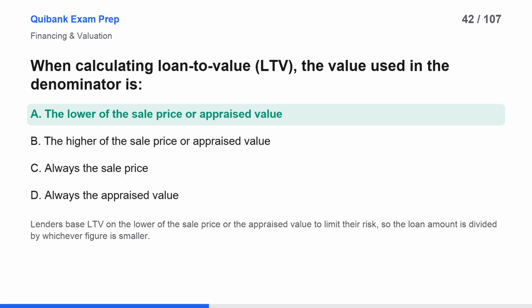The answer is A. The lower of the sale price or appraised value. Lenders base LTV on the lower of the sale price or the appraised value to limit their risk, so the loan amount is divided by whichever figure is smaller.